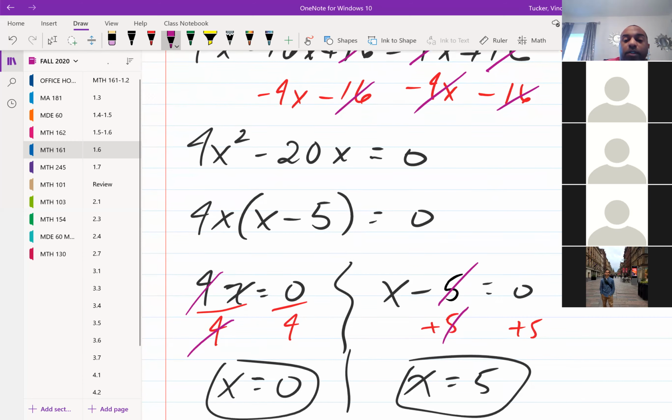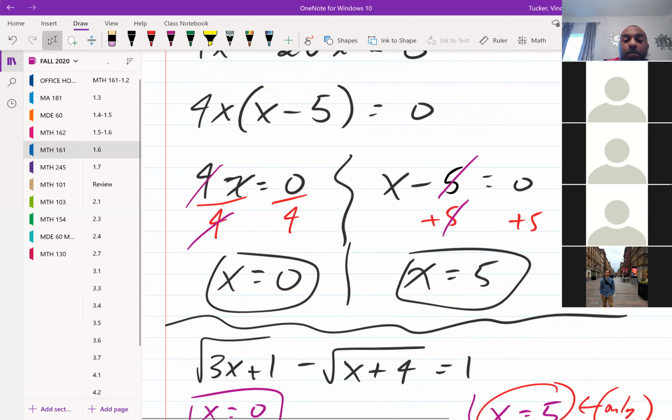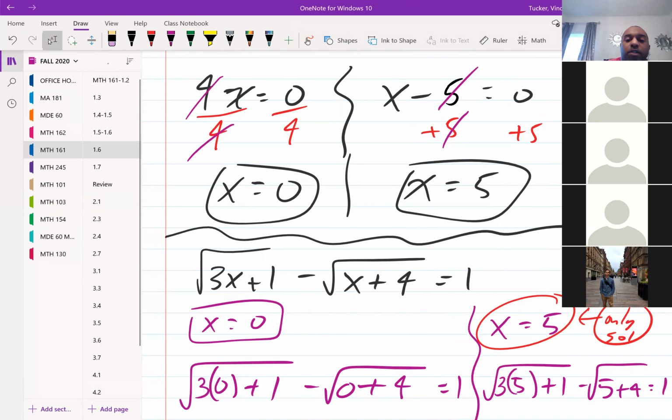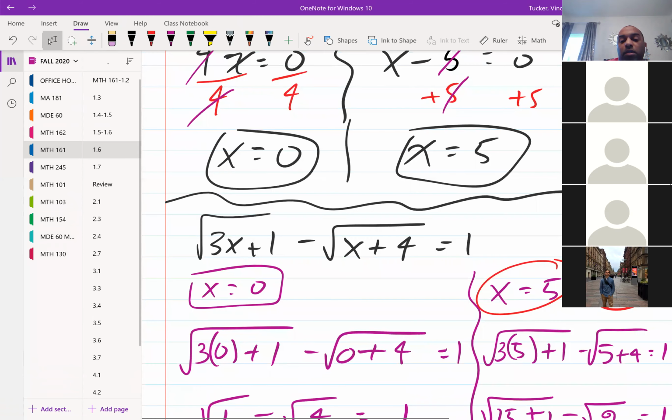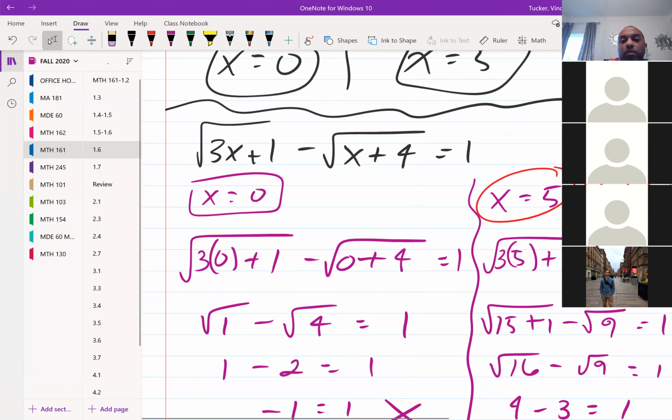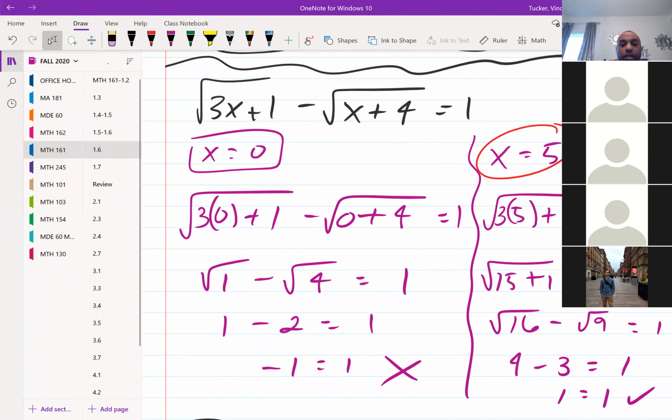All right, any questions? All right, so just like before, we have to check them. Our original equation, square root of 3x plus 1 minus square root of 4 equal to 1. And so plug in 0 where you see x, and then plug in 5 where you see x. See, the first one comes down to give you negative 1 equal to 1, which is not true. Then the second one, the one where we have x equal to 5, it comes down to 1 equal to 1, which is true. So that's our only solution.